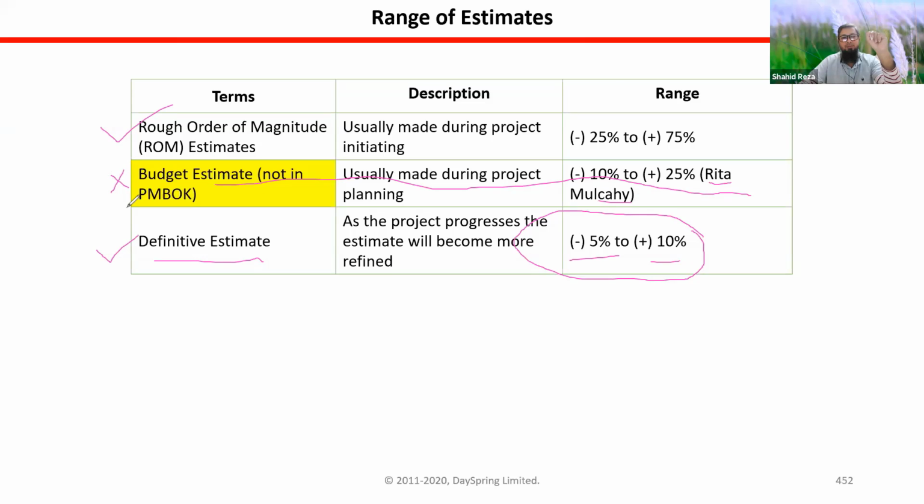So no need to read this. This is very important: sometimes in the exam you will get questions. Rough order of magnitude, also known as ballpark figure, that I discussed early in this chapter. You might get some question about rough order of magnitude. What is the value of rough order of magnitude? You have to know the value is minus 25% to plus 75%.